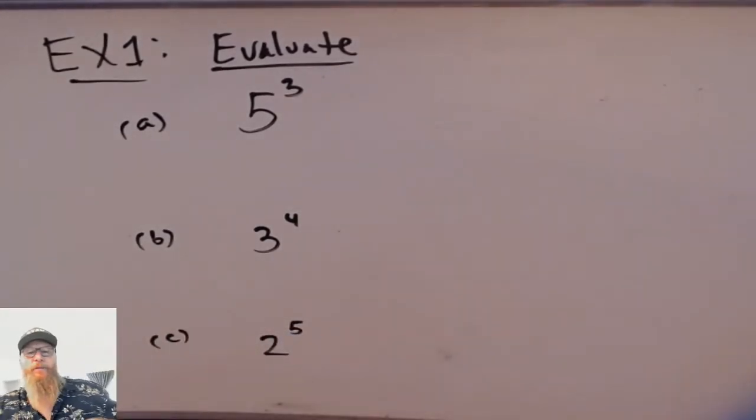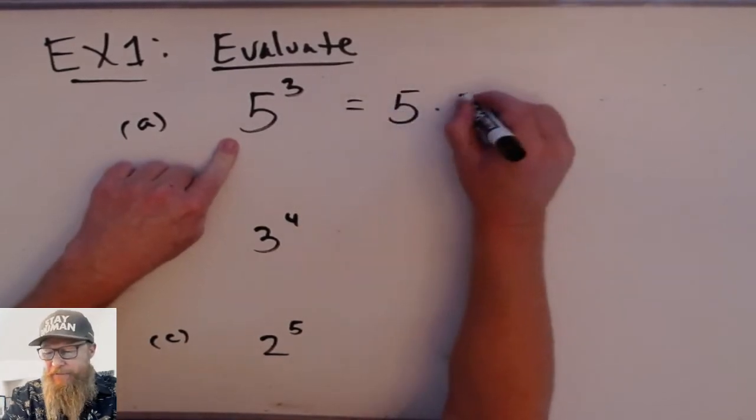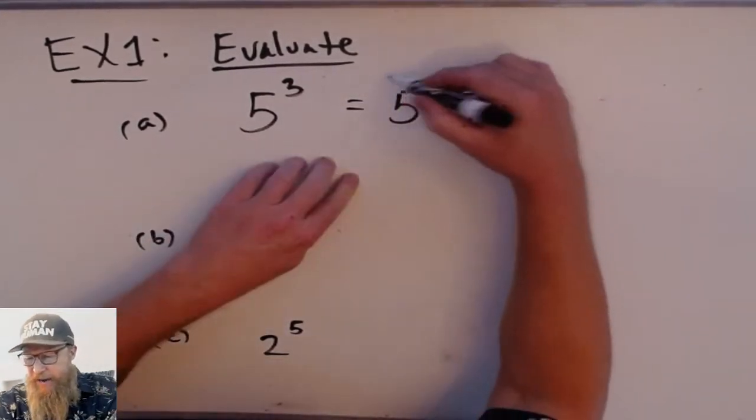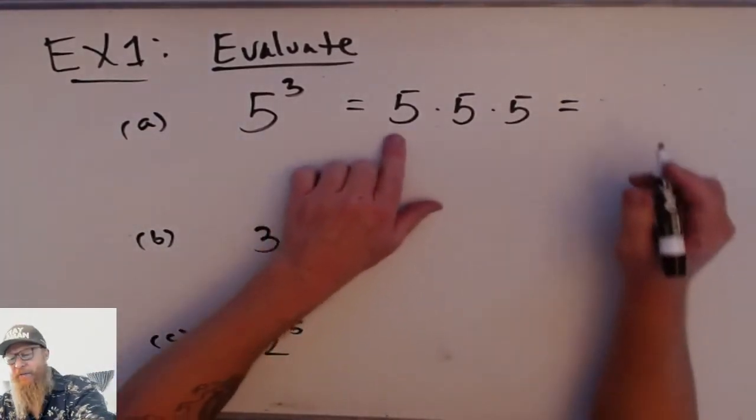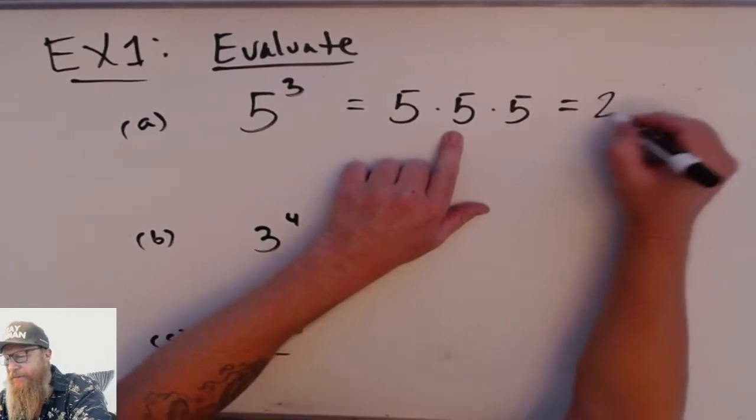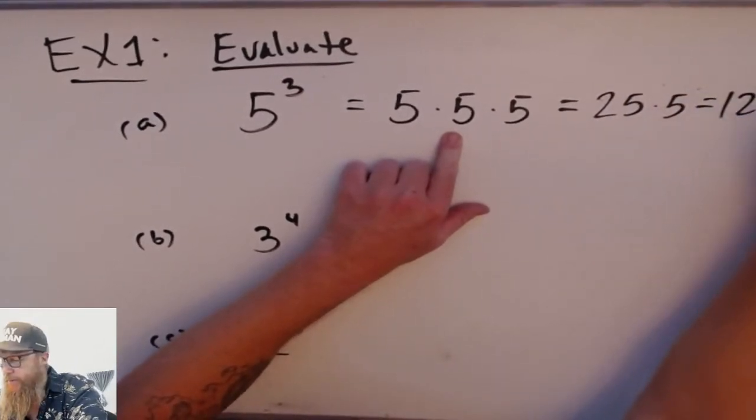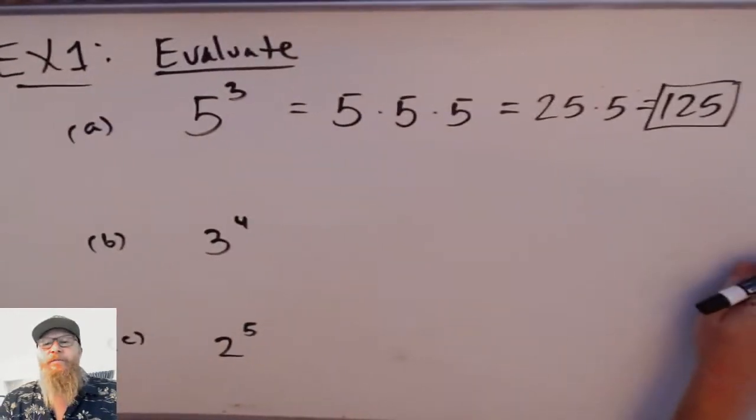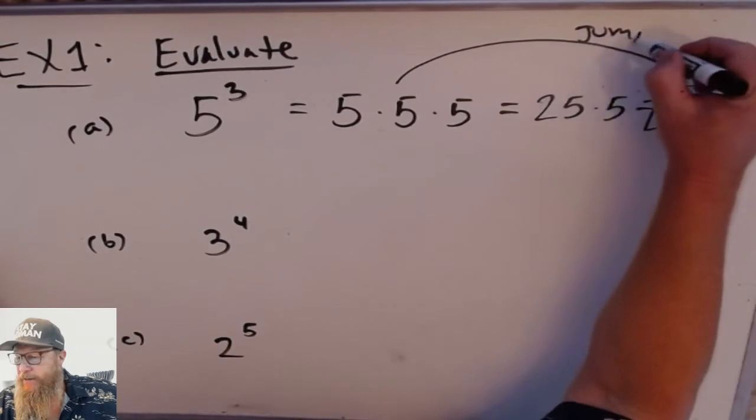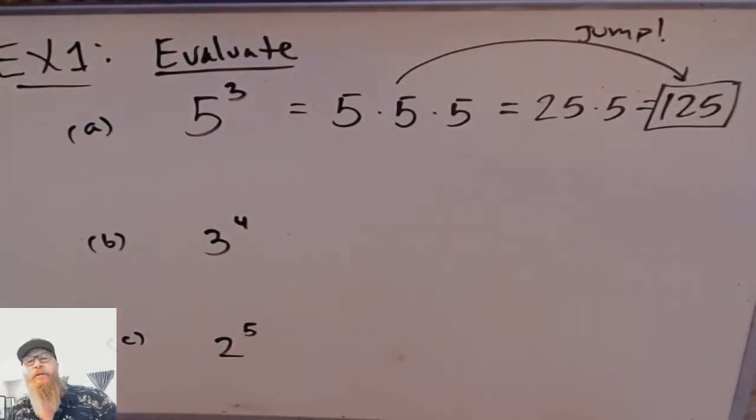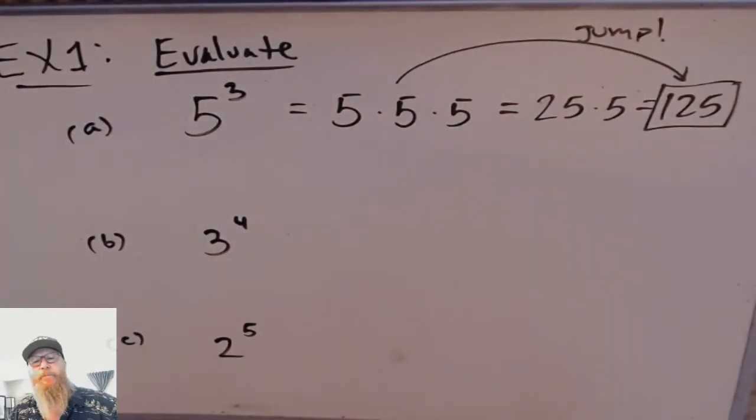Let's do several of these. All right, so 5 to the 3rd power. That would be 5 times 5 times 5. So 5 times 5 is 25, and then 25 times 5 is 125. You could probably jump right to here if you like. If you can just go 5 times 5 times 5 and jump to 125, that's great.